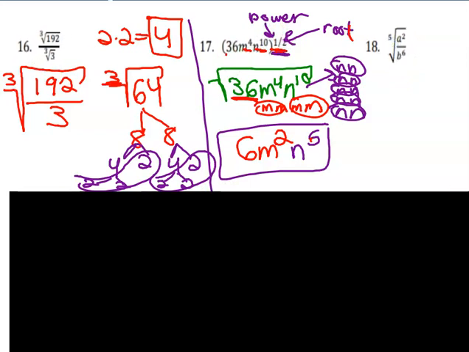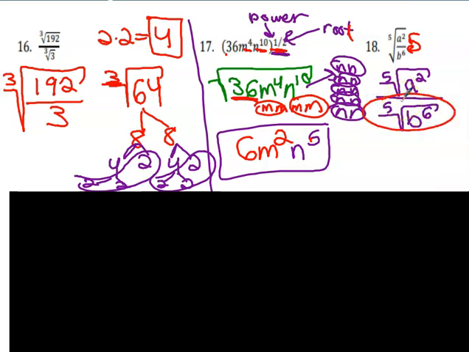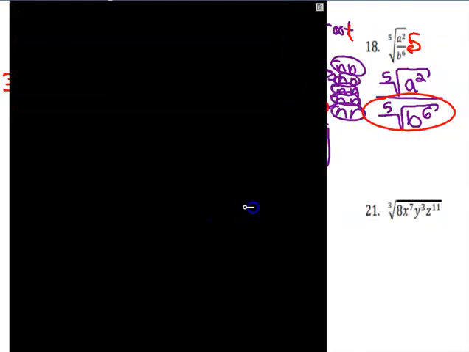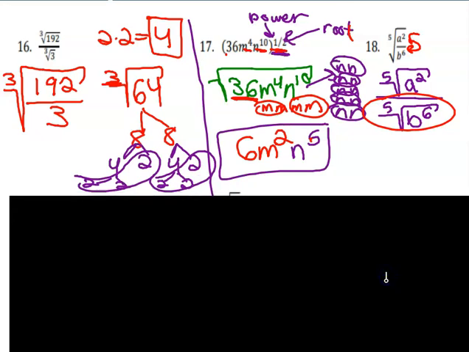All right, number 18. So there's nothing with a squared and b to the 6 that I can simplify, so I'm going to break it apart. So the 5th root of a squared over the 5th root of b to the 6th. All right, let's think about this denominator, because that's what matters. I want to get rid of the radical in the denominator.